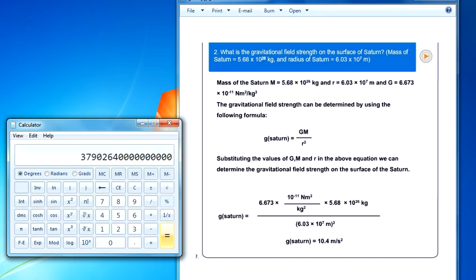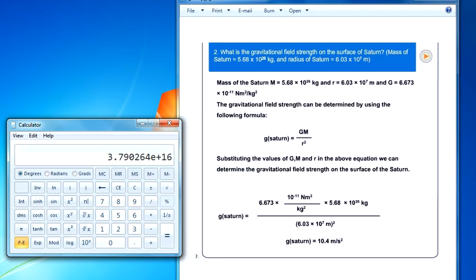And we hit equals. Now we get this huge number. And if you want to switch it back over into scientific notation, you hit the F-E button, and it switches it back and forth from non-scientific notation into scientific notation. All right, so we have it in scientific notation. So now we have to divide by r squared.